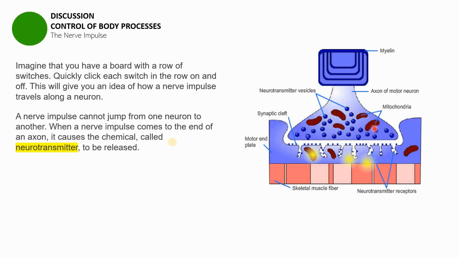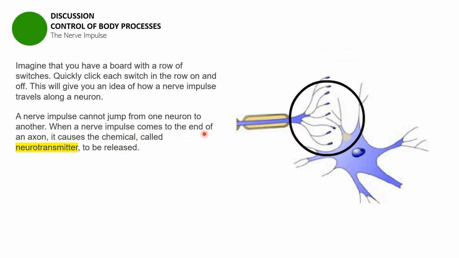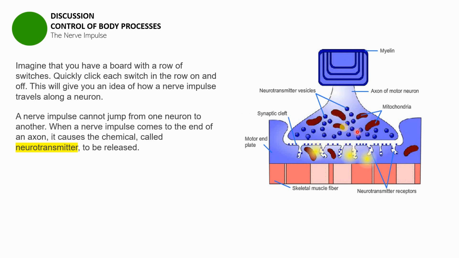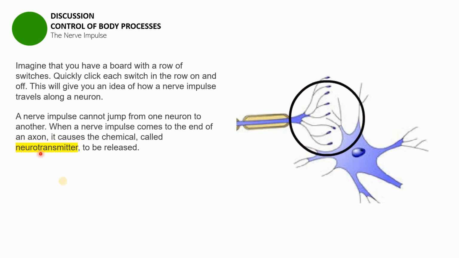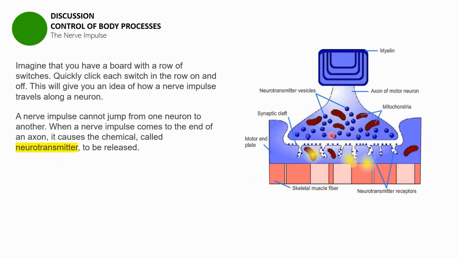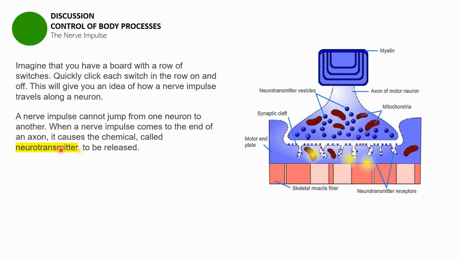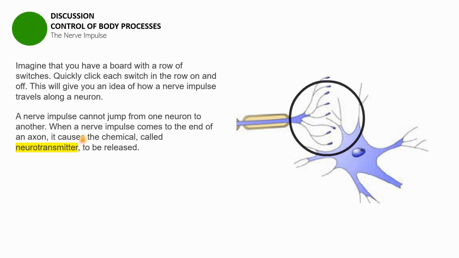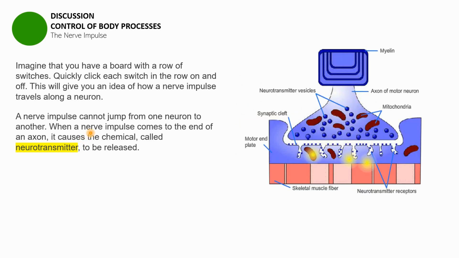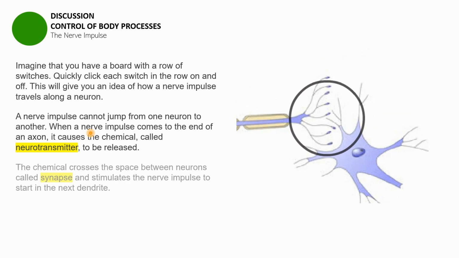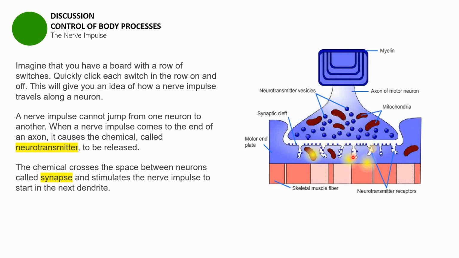Now, a nerve impulse cannot jump from one neuron to another. Di lang niya basta gagawin yun, okay? When a nerve impulse comes to the end of an axon, like in this case, dito sa end ng axon na to, it's going to cause a chemical called a neurotransmitter to be released. So itong mga nakita mo dito, those yellow glowing things are actually neurotransmitters. And these neurotransmitters possess some kind of electrical as well as chemical property. All right. The chemical crosses the space. It has the ability to do that.